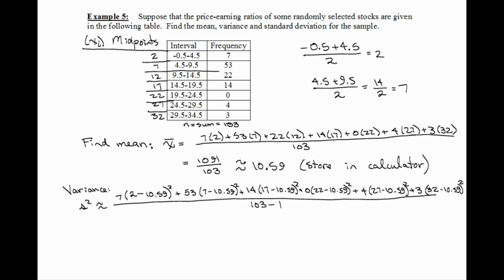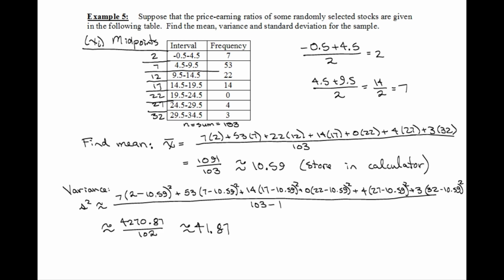Keep in mind, whenever I'm writing 10.59, I'm not typing that into my calculator. I'm punching in the stored value when I do that. You should end up with approximately, again, we're not writing it down, we're not rounding it until the end. I'm just writing this down so that you can check your calculations. You should end up with about 41.87 for your variance.